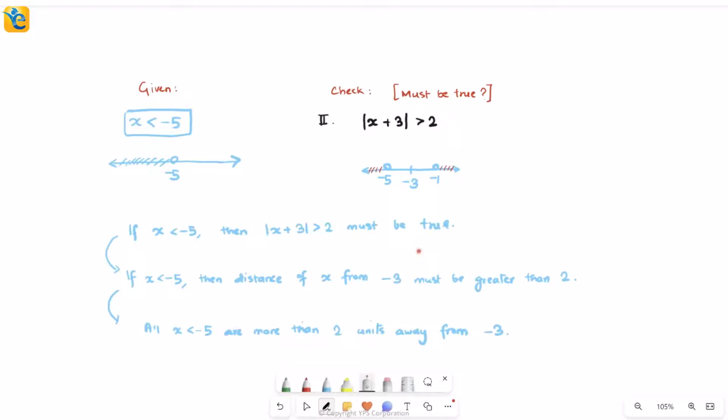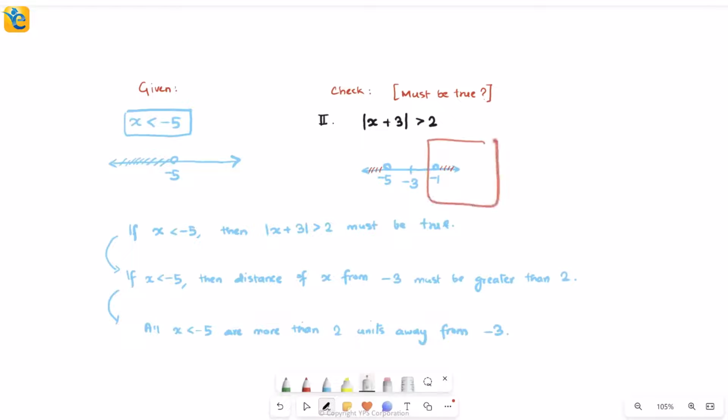Now, is that true? Is it true that whenever my x is less than -5, it is more than 2 units away from -3? It absolutely is. Look in here. This "more than 2 units away" is true for two situations: for x less than -5 and for x greater than -1.